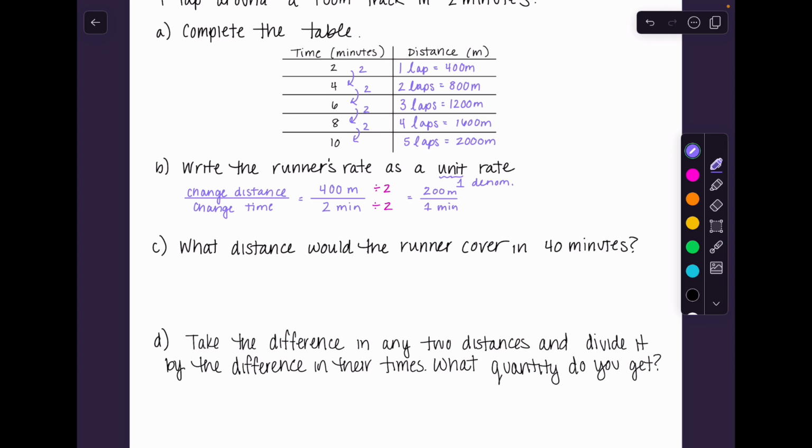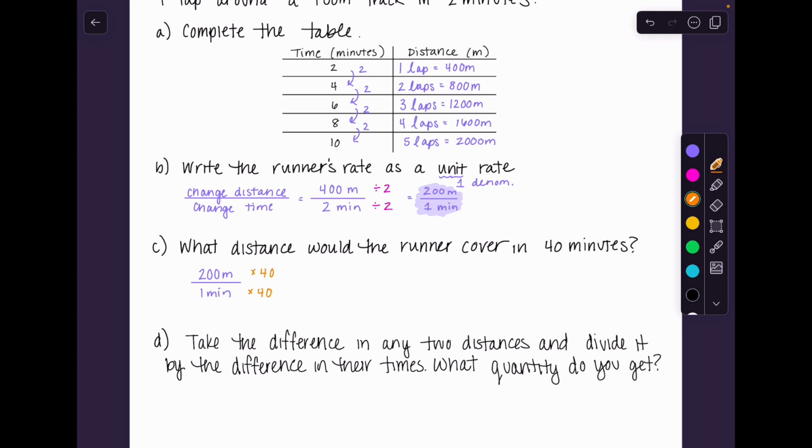So for this next question, it asks us, what is the runner going to cover in 40 minutes? So I'm trying to find the distance. Again, that makes this really nice to use my unit rate because I want their distance over 40 minutes, which means I just need to bump the denominator to 40. So I'm going to start with this unit rate of 200 meters over 1 minute. And to get a 40, all I need to do is multiply by 40.